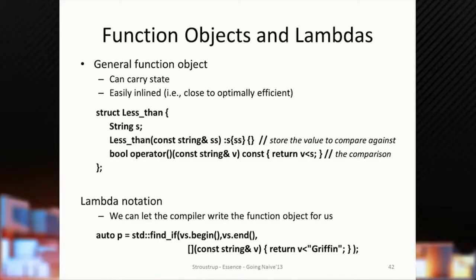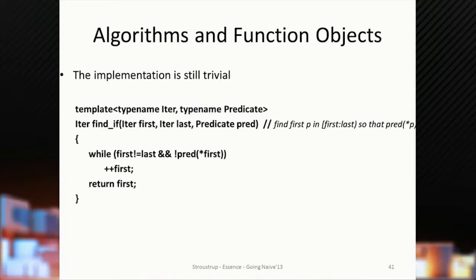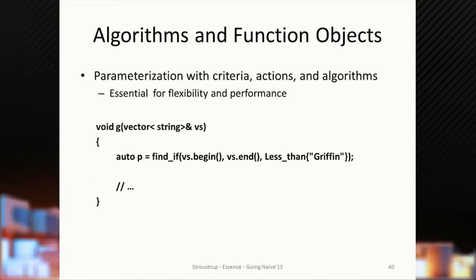So we write a lot of function objects. That's the way we represent operations, predicates, etc. They can carry state, that's important. They're easily inlined. They actually work better in simple cases than an indirect function call. And so here, less_than for strings is supposed to take a string you're comparing it to and then compare when you ask it. And that's how it was done here.